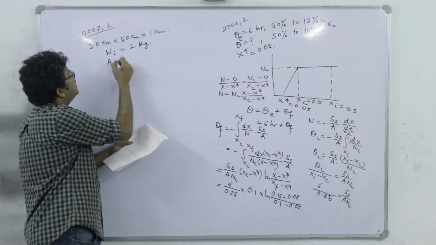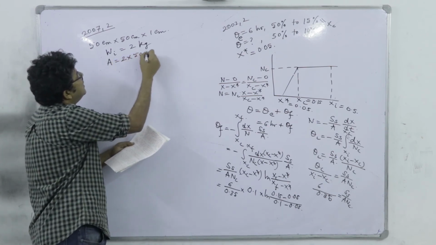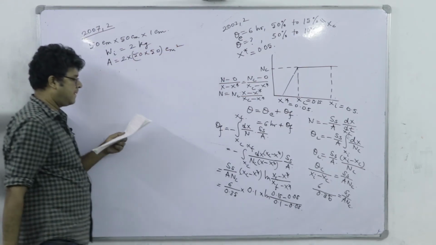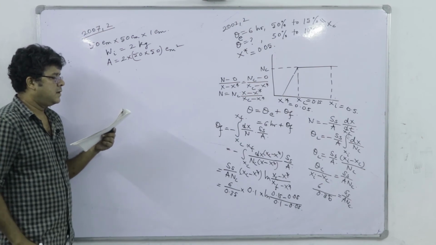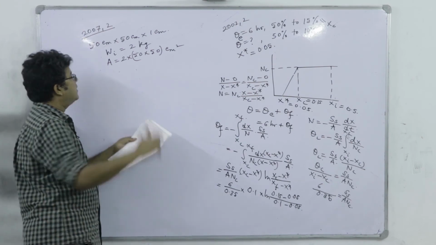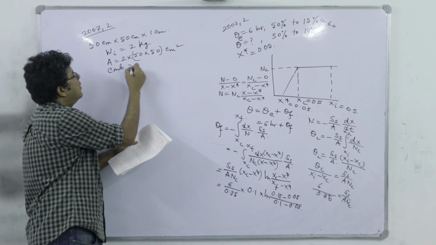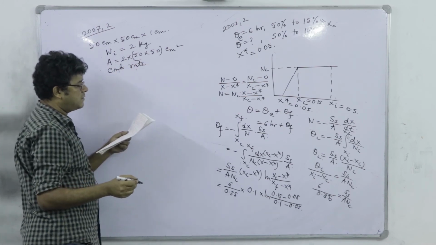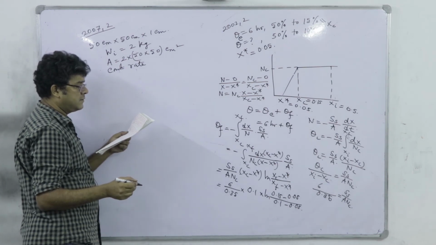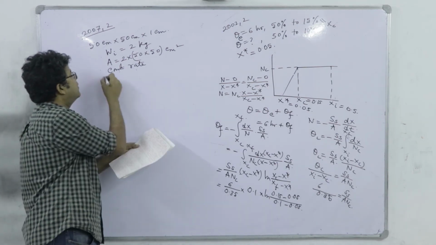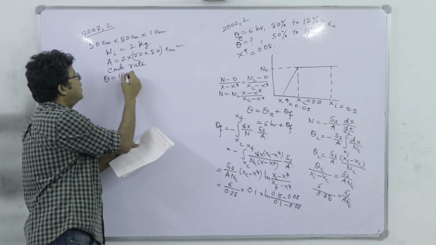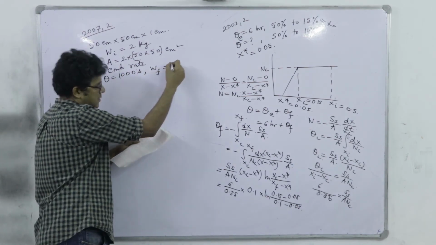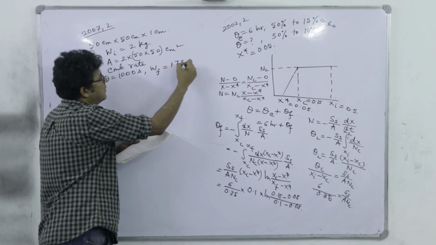So total area is 2 into 50 into 50 centimeter square. In the constant rate drying period, constant rate, and it took 1000 seconds for the weight of the sheet to reduce. So theta is equal to 1000 seconds and final weight is 1.75 kg.